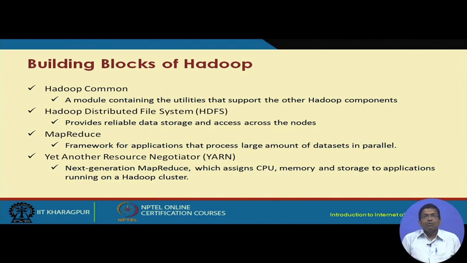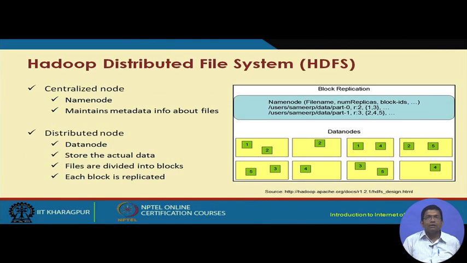These are the building blocks of Hadoop: Hadoop Common, HDFS, the Hadoop distributed file system, MapReduce, and YARN, which stands for yet another resource negotiator. Without going through each of these in detail, we will look only at HDFS, the Hadoop distributed file system, which is basically the most important thing in Hadoop.